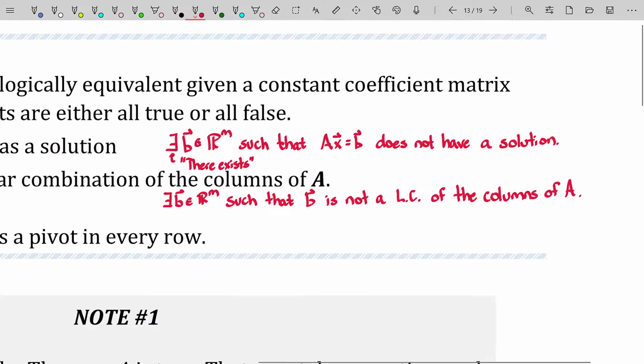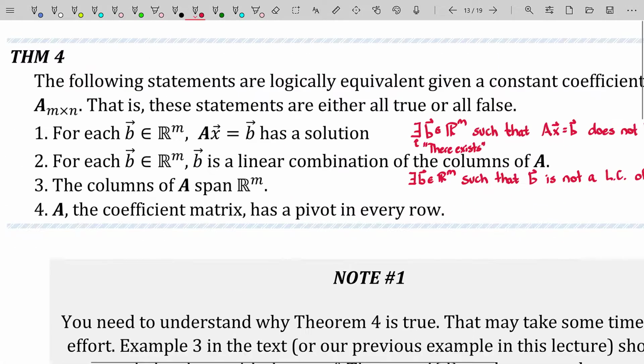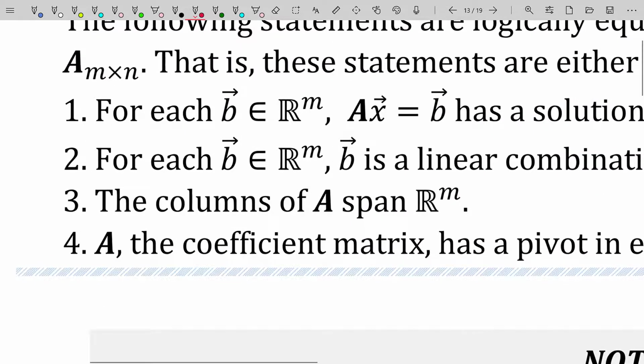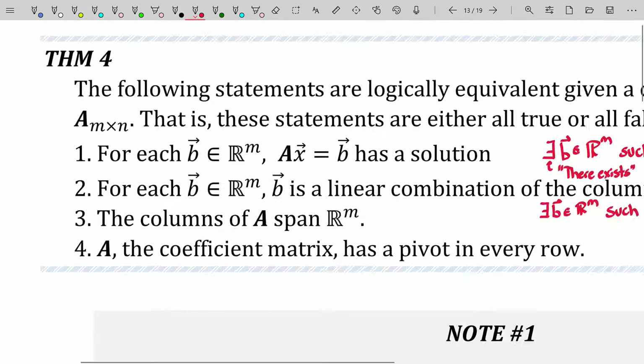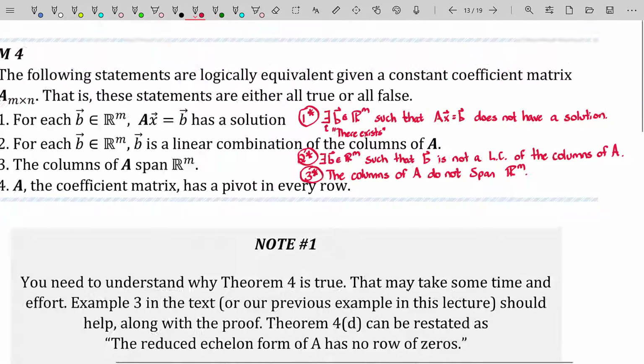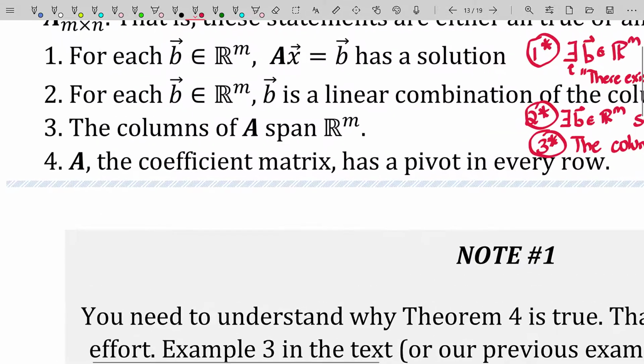It doesn't mean that every single B is not a linear combination of the columns of A. There just has to exist one that breaks the rule. The opposite of the third condition, the columns of A span Rm, is that the columns of A don't span Rm. And I also numbered these 1 star, 2 star, 3 star to say these are the opposite statements, the failure statements, if you will. And finally, the failure of the fourth statement.